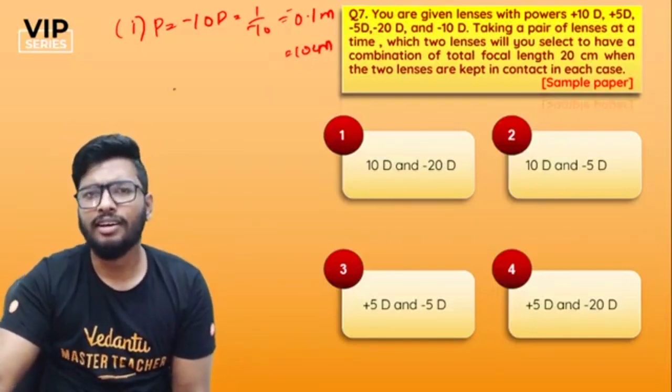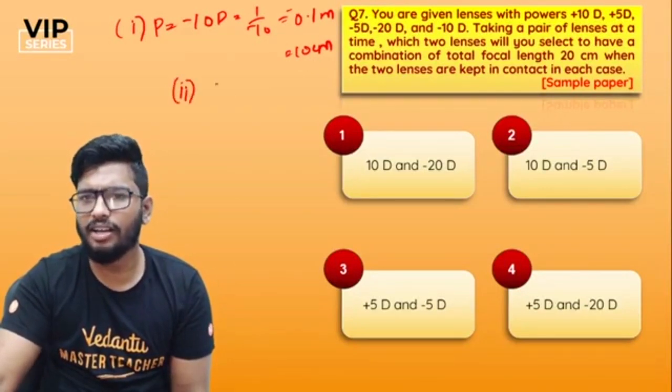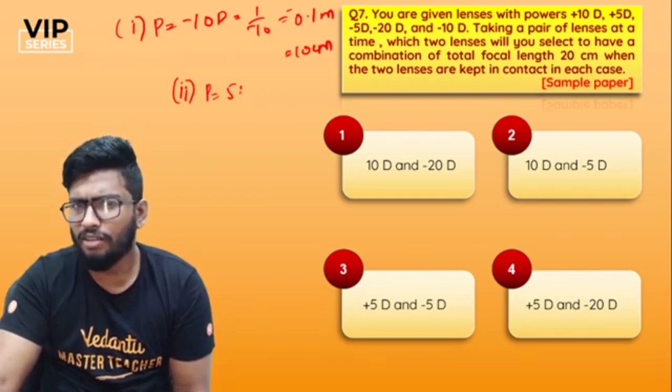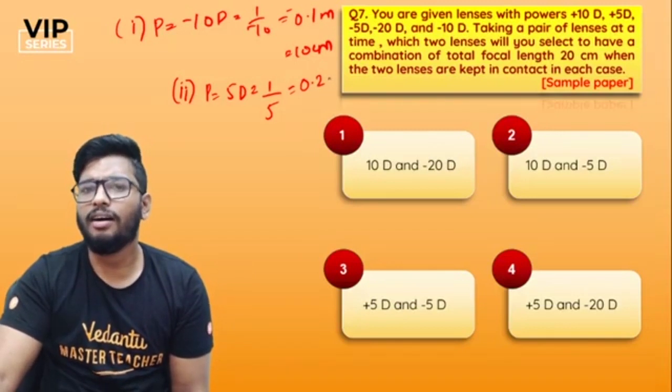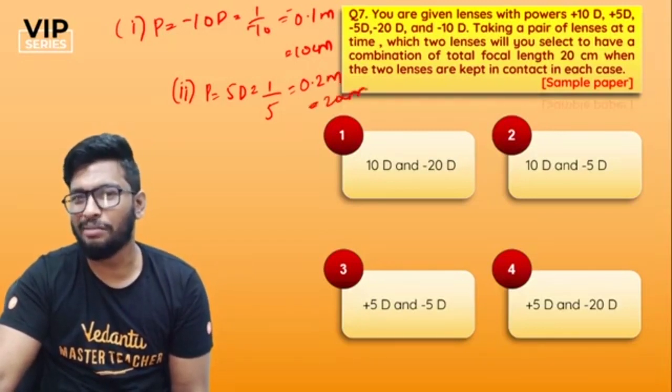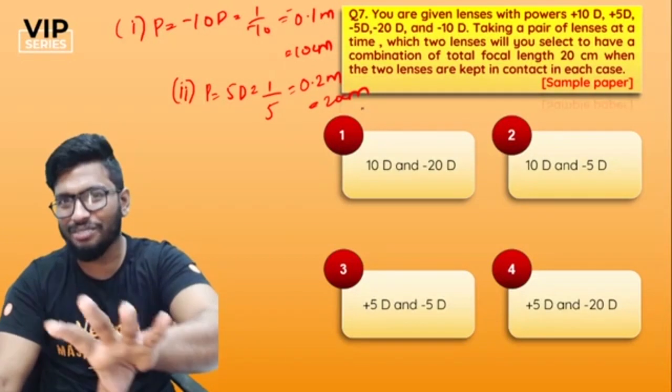Let's go on to the next one then. For the second one, 10 minus 5. So what will be the power? Power will be 5 diopter. So 1 by 5 will be 0.2 meters, which is nothing but 20 centimeter. So ideally this should be the correct answer.